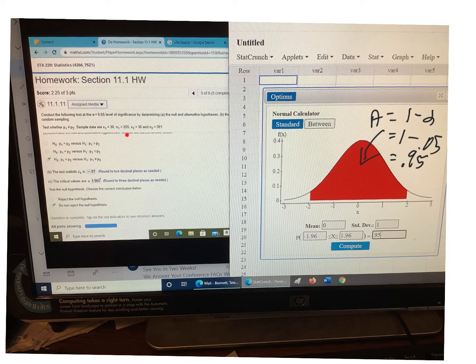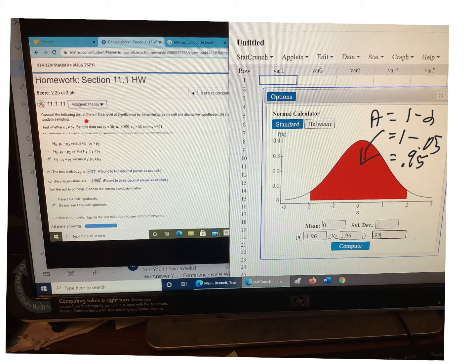Well, I got your question in the email about Chapter 11, Section 1, number 5. You're asking how they find these critical values. You may want to go back and review Chapter 9 on confidence intervals. I mean, you had to find critical values back then, and it's very similar.